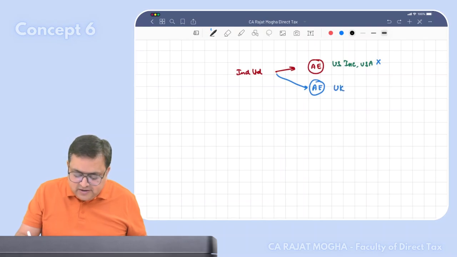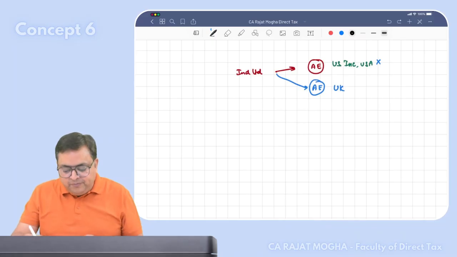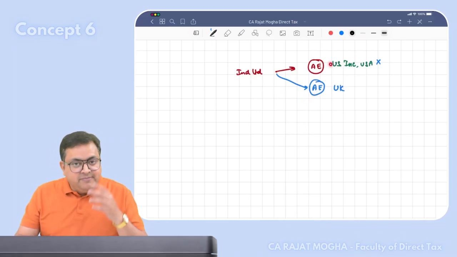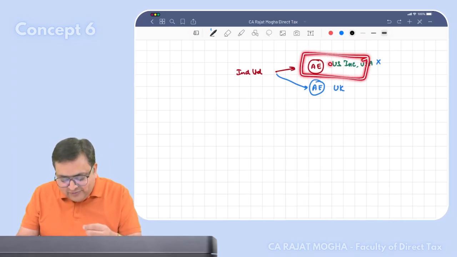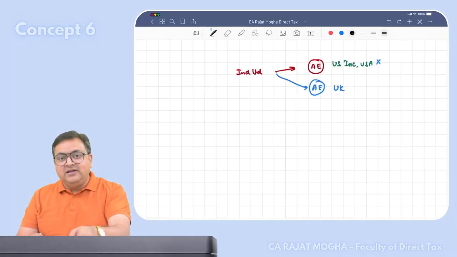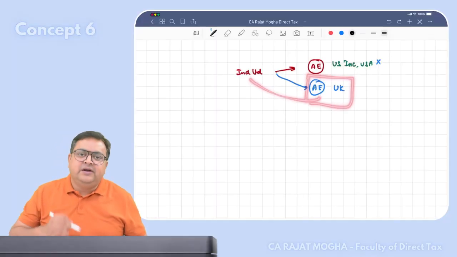Where? Let's say in the UK, in London, let's say they are sitting. So please ask any other associate enterprises. Either you can repatriate the money from the same associate enterprises, or you can also repatriate the money from any other non-resident, any other associate enterprises also.